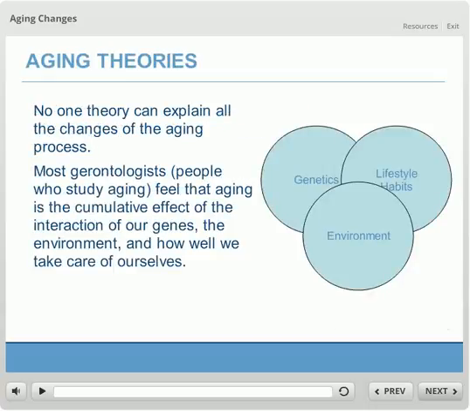Aging theories. No one theory can explain all the changes of the aging process. Most gerontologists, who are people who study aging, feel that aging is the cumulative effect of the interaction of our genes, the environment, and how well we take care of ourselves. So you'll see in this diagram genetics, lifestyle habits, and the environment can explain the process of aging.